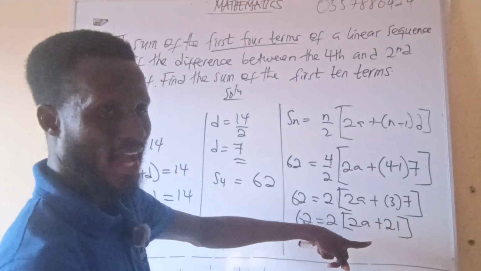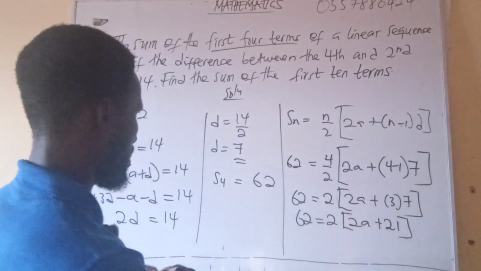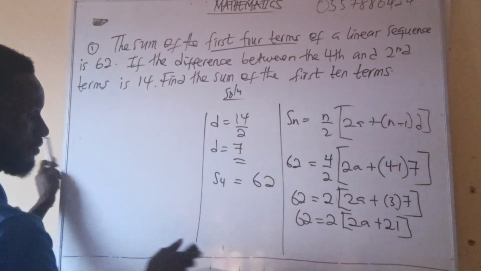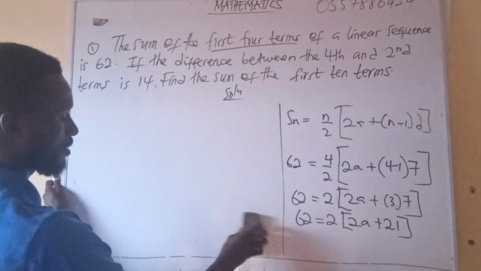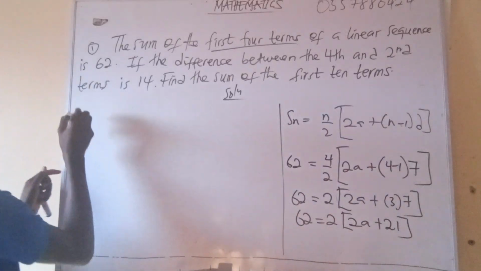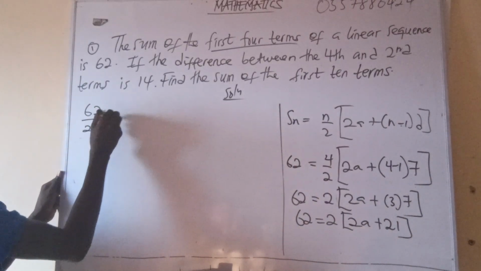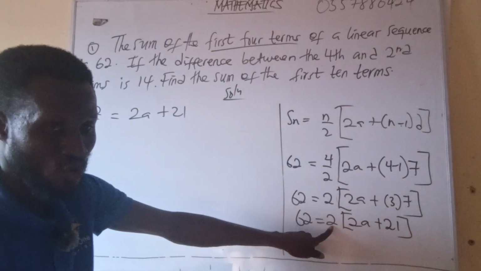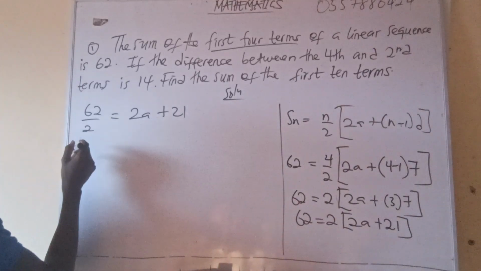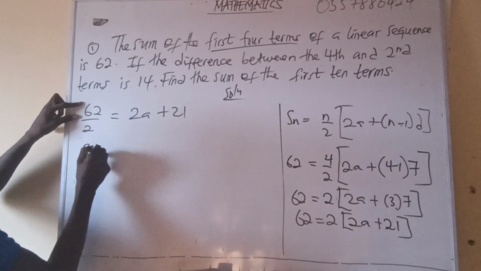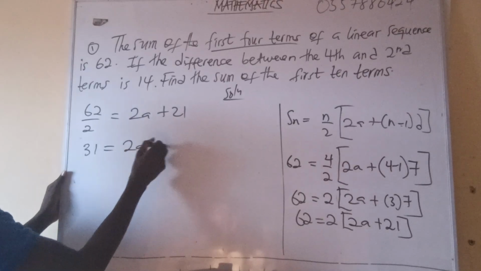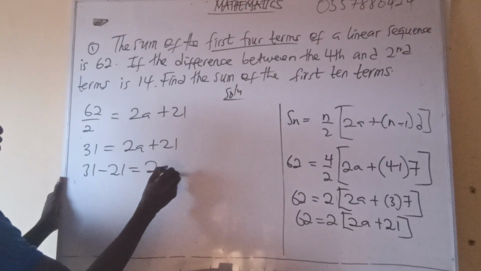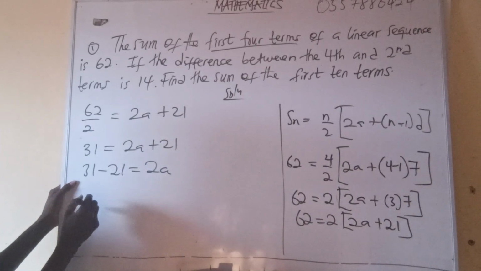Now at this point, it depends on how you want to solve. I want to divide through by 2. Dividing through by 2, I'm going to get 62 divided by 2 equal to 2a plus 21 divided by 2. Now 62 divided by 2 is going to give us 31, so 31 is equal to 2a plus 21. I will have 31 minus 21 is equal to 2a. Now when we subtract, we are going to get 10.